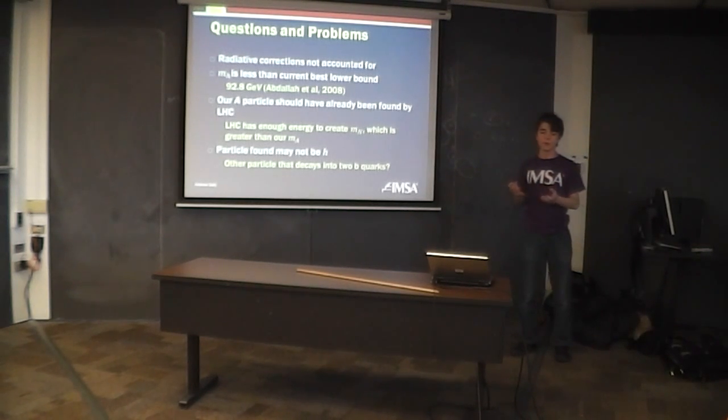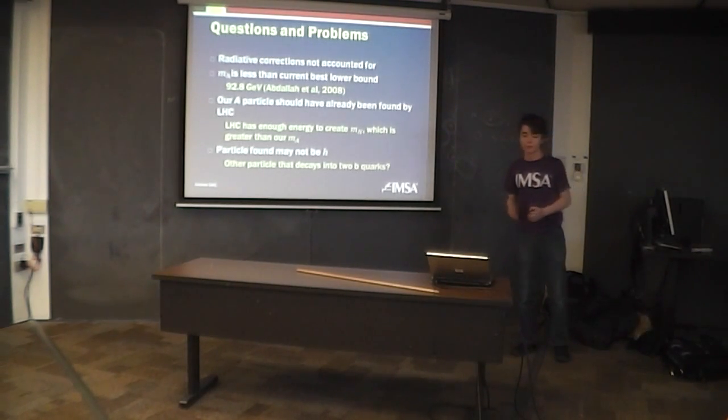Additionally, if the pseudoscalar Higgs was at the mass that we found, perhaps we would have already found it, as it is below the mass of the Higgs, which has already been found. So perhaps the particle that we found may not be the little Higgs at all, and is something else that decays into 2 bottom quarks.